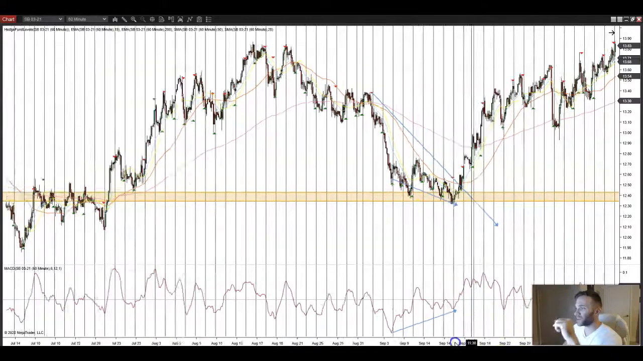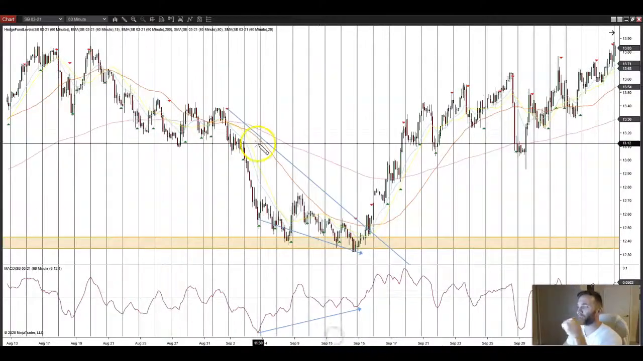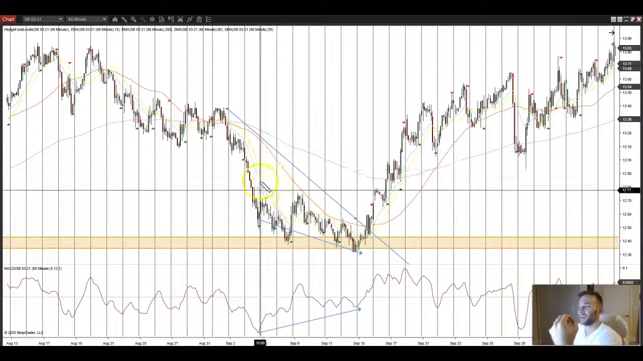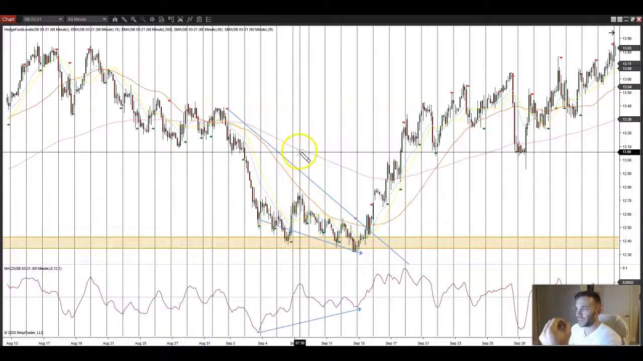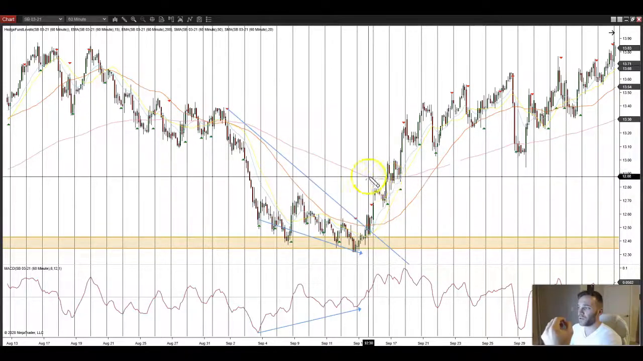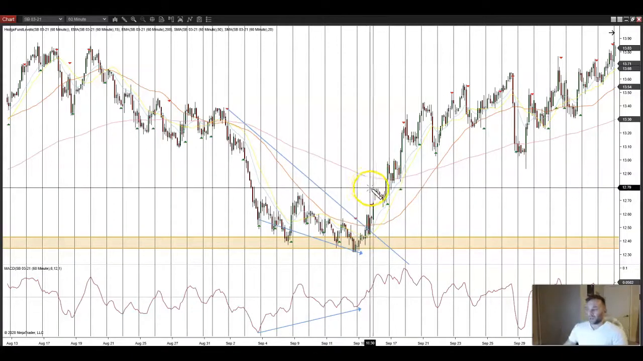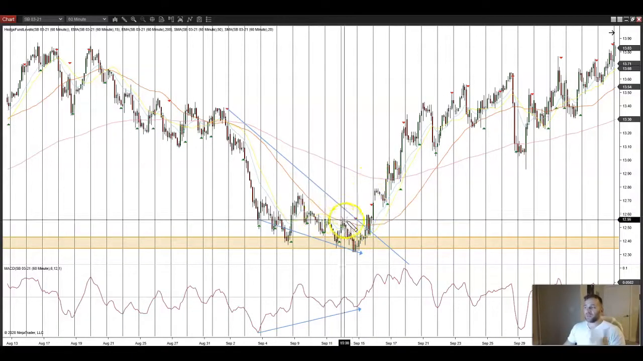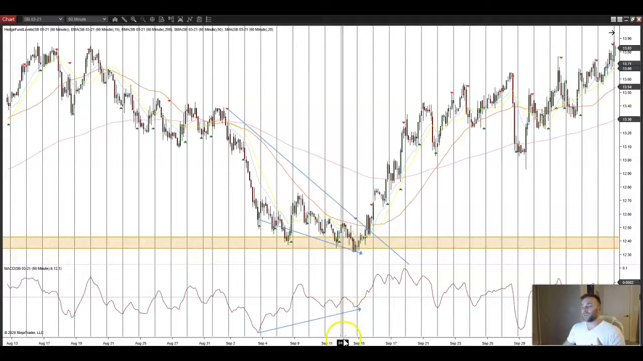When divergence presents itself at a support level, on top of having a very extended line on the moving average, as you can see, we even crossed the 200-day EMA as well. It just makes a very good trade opportunity. You want to look for these types of trades.